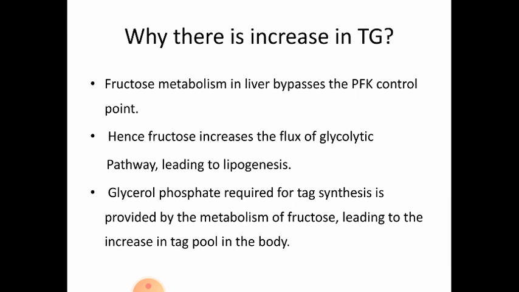Why is there an increase in TG during fructose metabolism? Fructose metabolism in the liver bypasses the phosphofructokinase control point, hence fructose increases the flux of the glycolytic pathway, leading to lipogenesis. Since it is not insulin dependent, it can be easily utilized, and the first two steps are bypassed. Glycerol phosphate required for TAG synthesis is provided by the metabolism of fructose, leading to an increase in the TAG pool in the body.